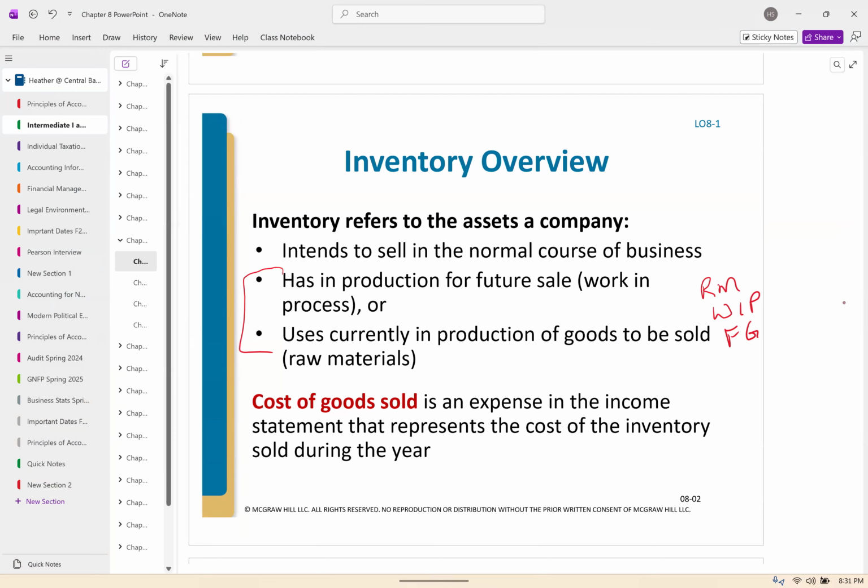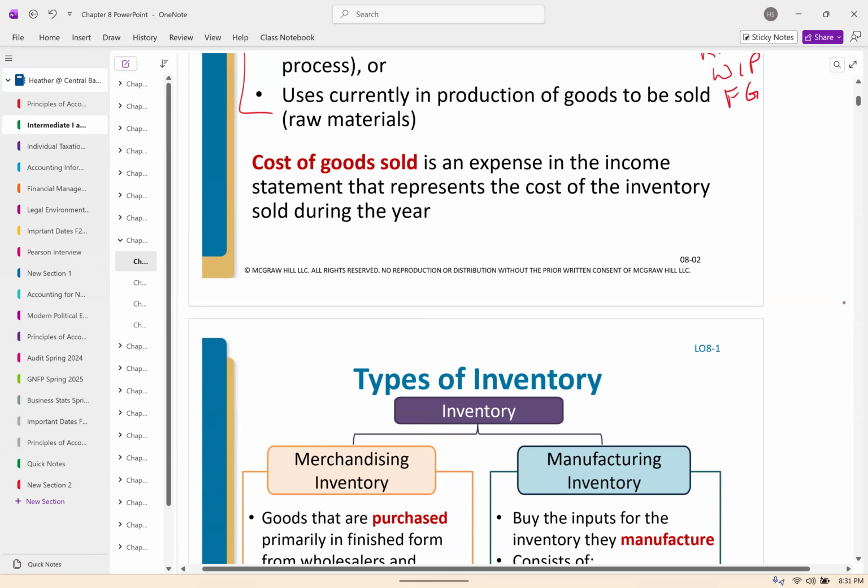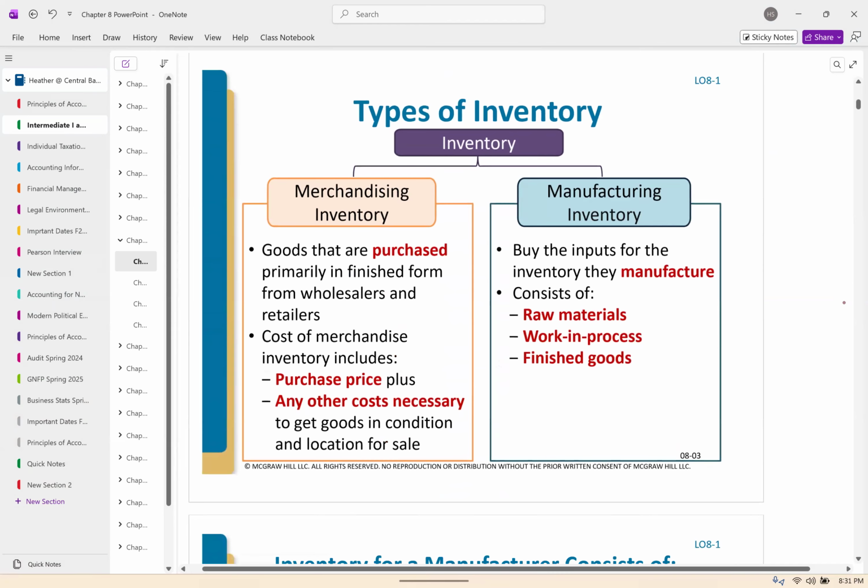Cost of goods sold is used in a merchandising business and a manufacturing business. But when inventory leaves finished goods, it turns into cost of goods sold. With merchandise inventory, when the inventory leaves the building, when it is sold, it turns into cost of goods sold. So, here they gave us a little brief overview of the inventory.